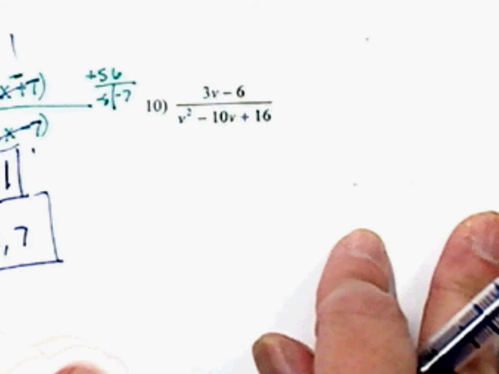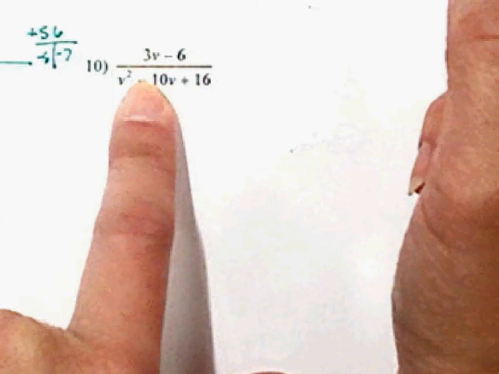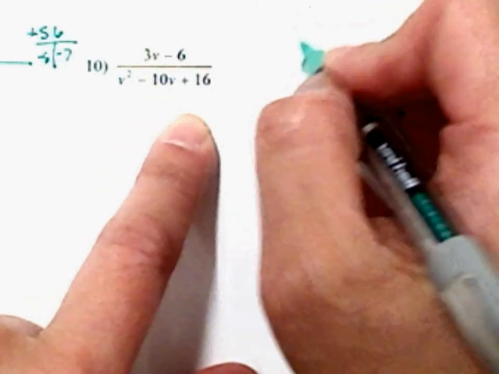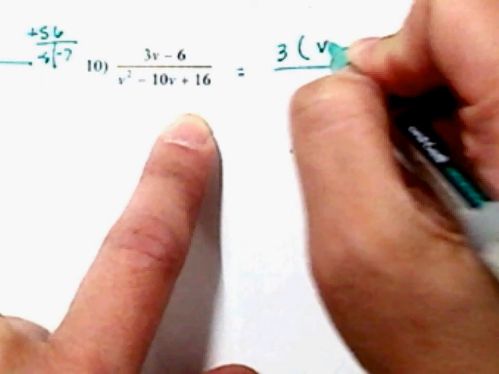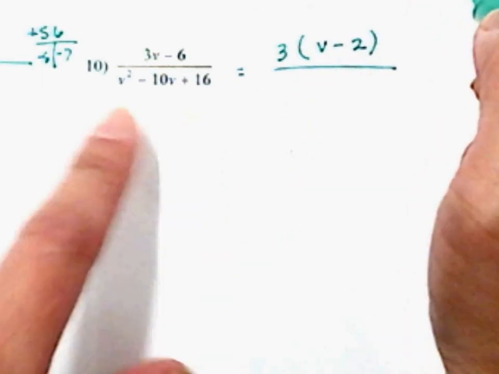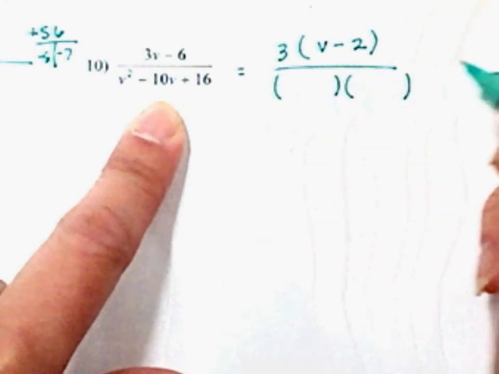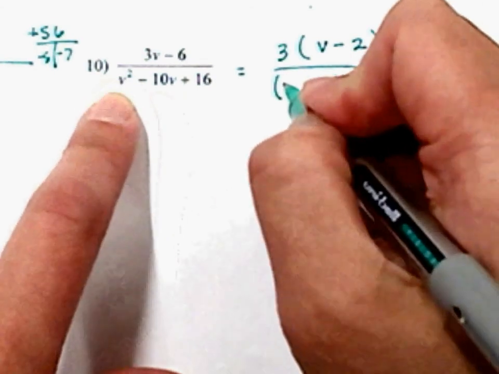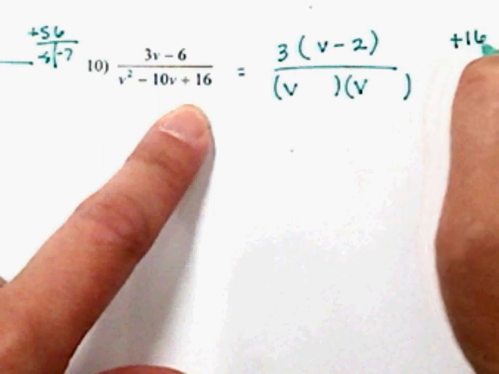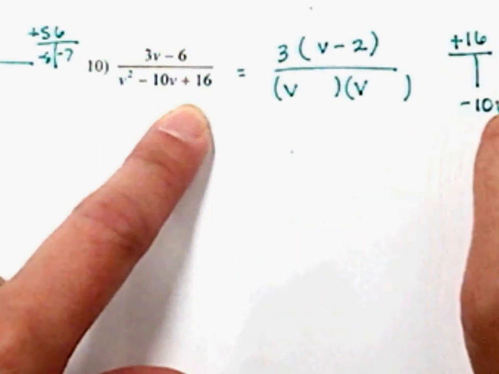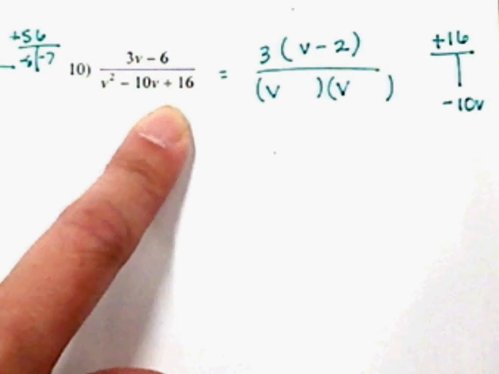You guys are doing so good. All right. Take a look. What do they have in common that I need to factor out? A 3. When you factor out a 3, what do you have left? V minus 2. Look at your denominator. Can I factor that one down? Possibly, right? Factors of v squared, v, and v. What two numbers multiply to give you positive 16, and it's going to add to give you 10? What is it? Negative 2 and negative 8.